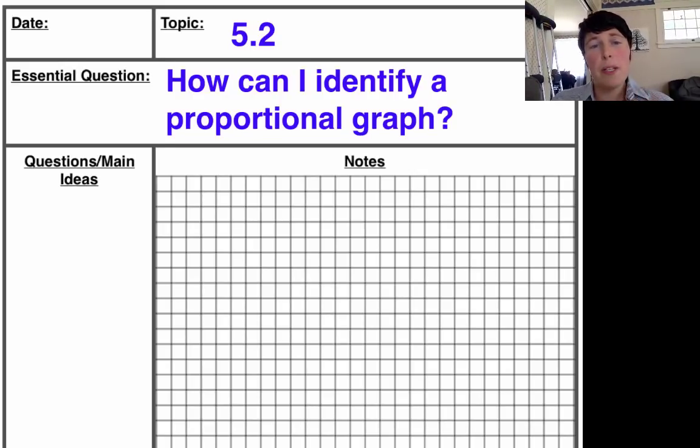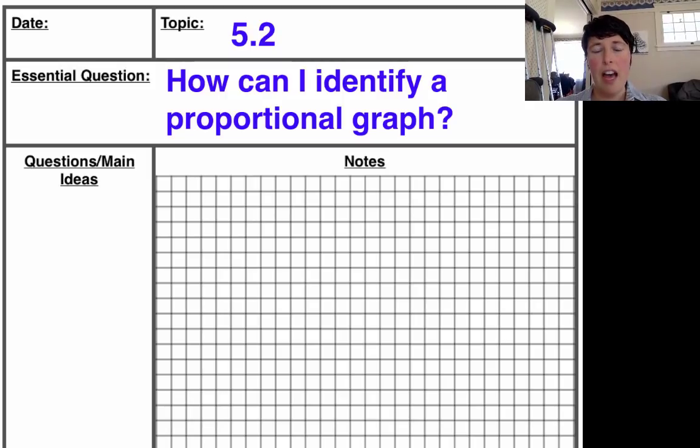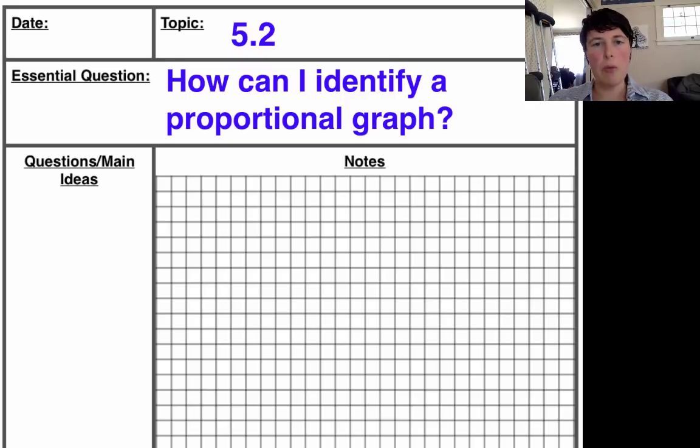We're in 5.2 if you're in the same book as we are in class, and we're working on how can I identify a proportional graph? Okay, so what are we doing here? Well, we've been working on proportions, and proportions are two equal fractions, but now we're going to look at them graphically, and we're going to try a problem to get us started.